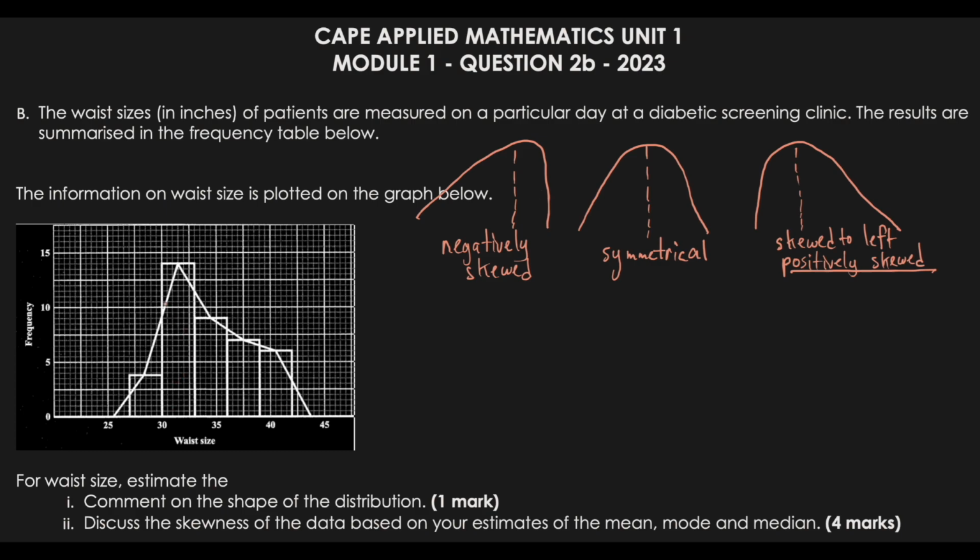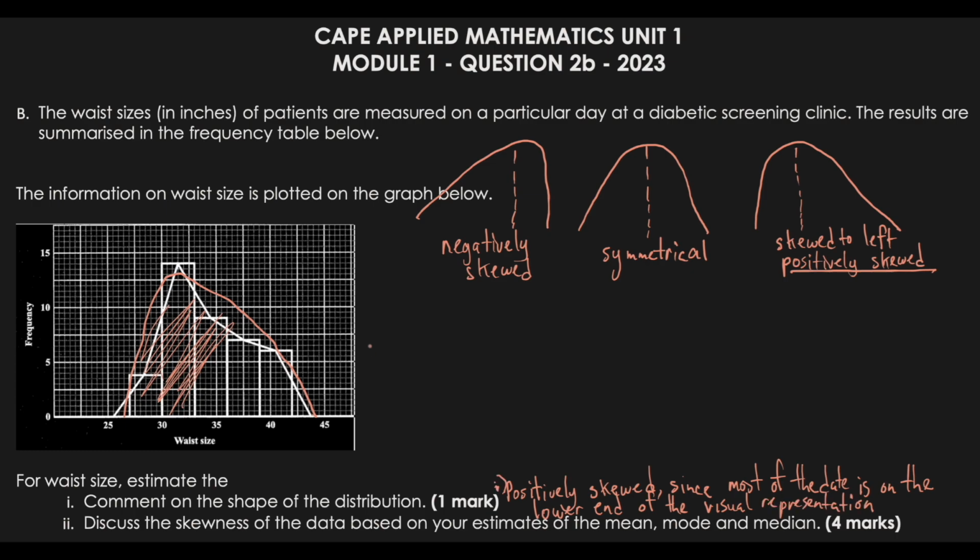As you can see, this here is what our data looks like. It's something like this, as you can see here. So we can see that most of the data is on this side of the chart. So we could say that based on this, our data is positively skewed, since most of the data is on the lower end of the visual representation. All right, so the next part says to discuss the skewness of the data based on your estimates of the mean, mode, and median.